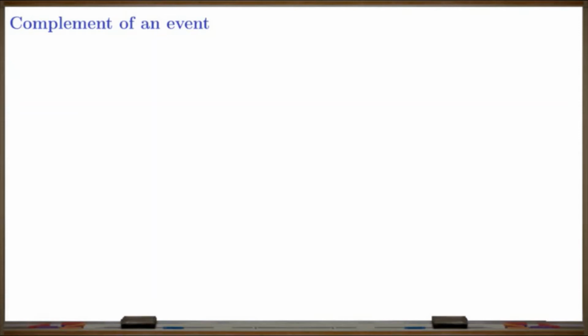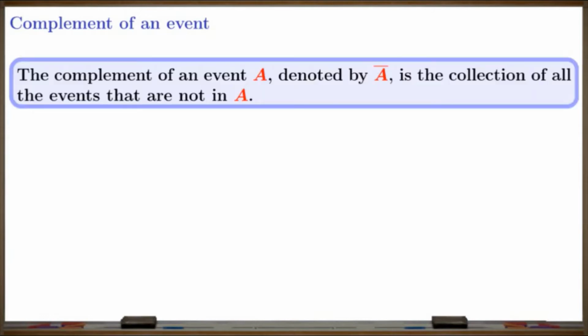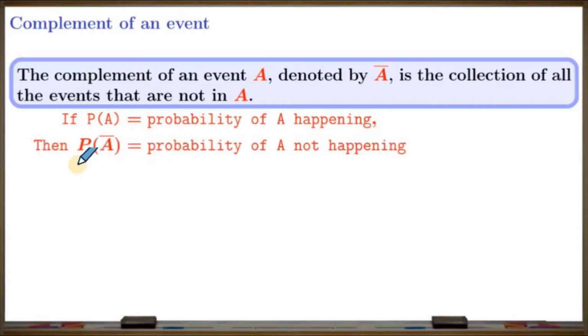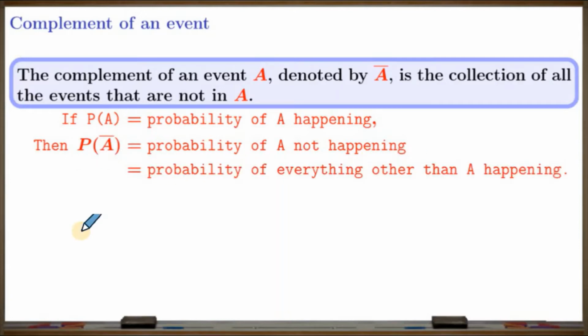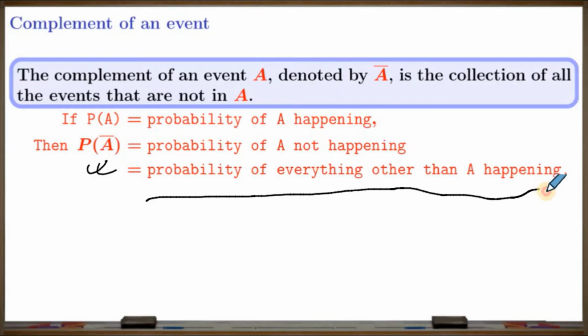Here I am going to talk about complement of an event. The complement of an event A, denoted by A complement, is the collection of all the events that are not in A. If probability of A is the probability of A happening, then probability of A complement is the probability of A not happening. For probability of A complement, we can also say probability of everything other than A happening.